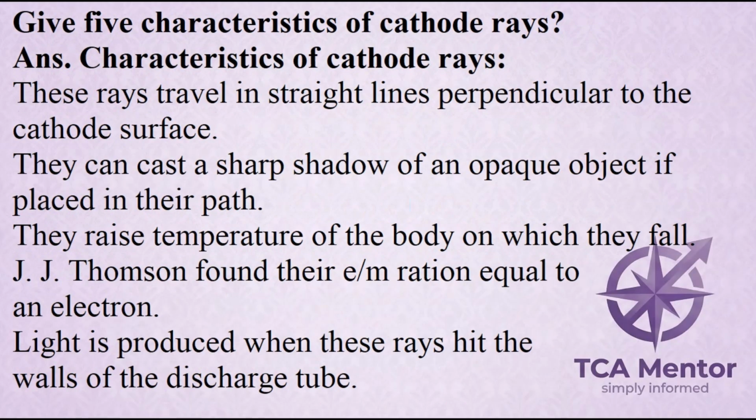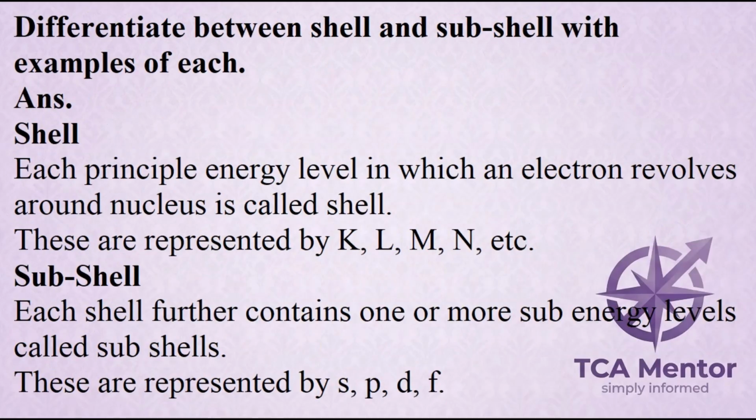Give 5 characteristics of cathode rays. Answer: Characteristics of cathode rays. These rays travel in straight lines perpendicular to the cathode surface. They can cast a sharp shadow of an opaque object if placed in their path. They raise the temperature of the body on which they fall. J. J. Thomson found their e/m ratio equal to that of an electron. Light is produced when these rays hit the walls of the discharge tube.